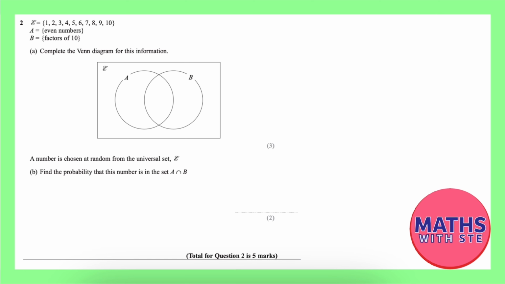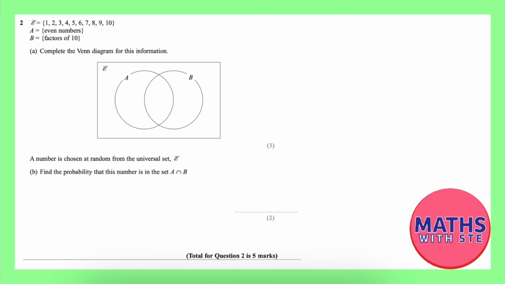Right, okay, so we've got question 2 here. It says the universal set is 1, 2, 3, 4, 5, 6, 7, 8, 9 and 10. A is even numbers. B is factors of 10. Complete the Venn diagram for this information. And then a number is chosen at random from the universal set. Find the probability that this number is in set A ∩ B.